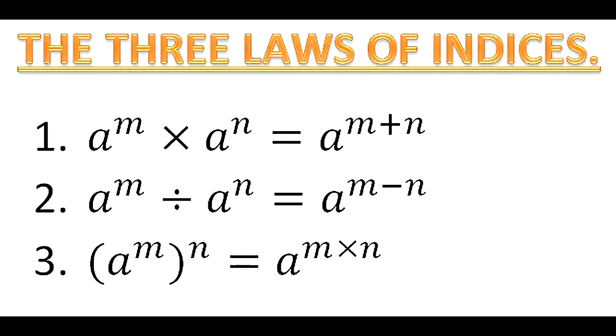So the three rows of indices are: the first one, a to power m multiplied by a to power n is equal to a to power m plus n. The second row of indices, a to power m divided by a to power n is equal to a to power m minus n. And finally, the third row of indices, a to power m in brackets to power n is equal to a to power m multiplied by n. After using these three rows for some time, you'll be able to understand them and apply them when needed to solve a certain problem.